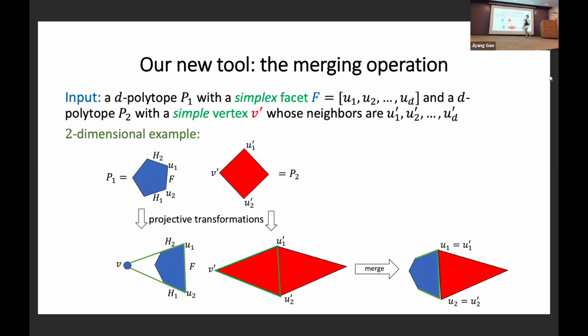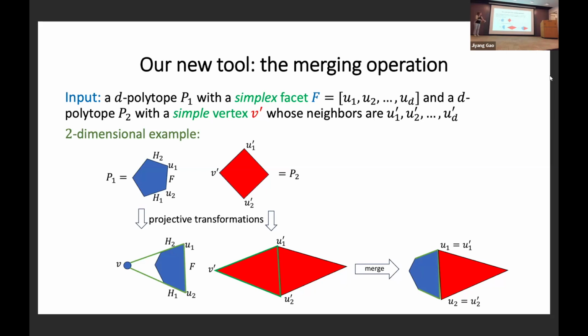The second polytope must have a simple vertex, a vertex that has d neighbors. So let's again label them by u1 prime up to ud prime. A two-dimensional example might not be interesting, right? Because every edge is a simplex and every vertex is a simple vertex. Nonetheless, let's assume that we're trying to merge those two polytopes, and F is my simple facet and v prime is my simple vertex.